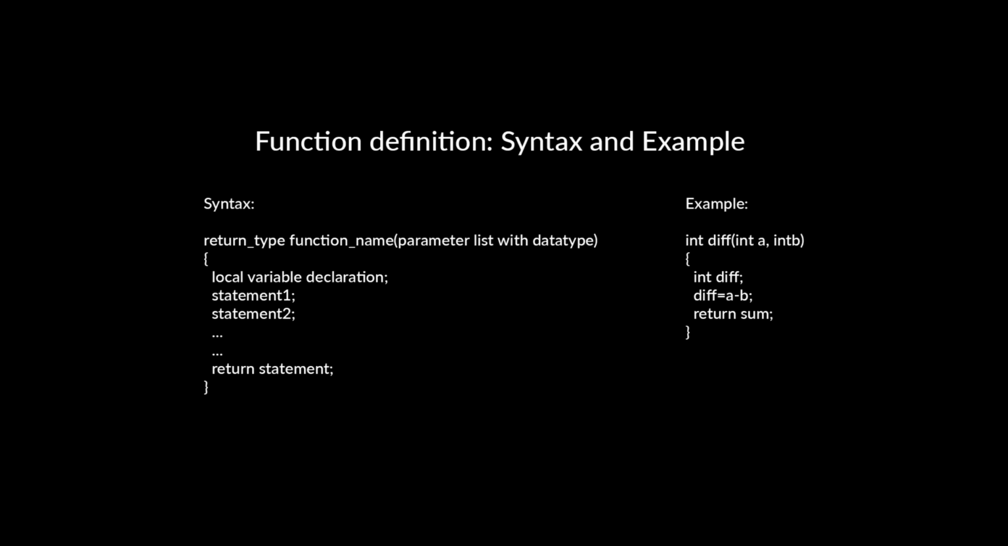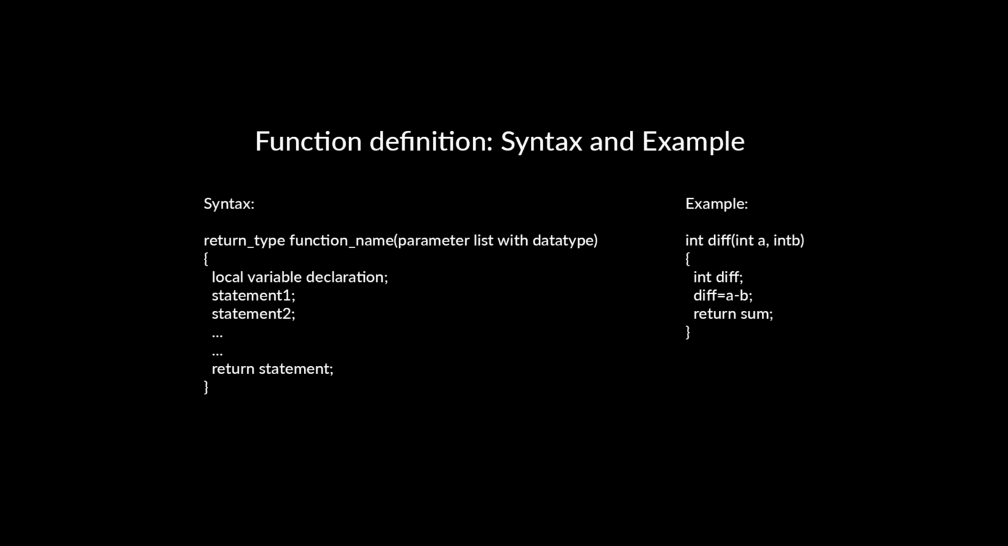The data type here is int. And inside the curly braces, I have int diff, then diff is equal to a minus b, and then finally we will be returning the difference. So return diff. The variable name can be anything, as I already told you. It depends on the wish of every user. It will vary from person to person. So this is an example of how to define a function.